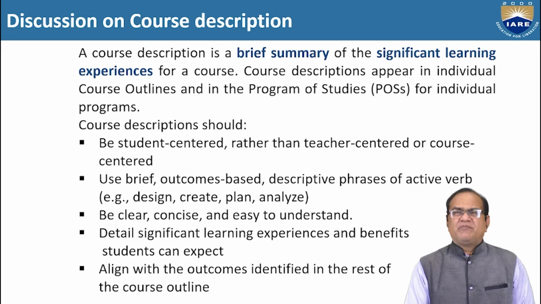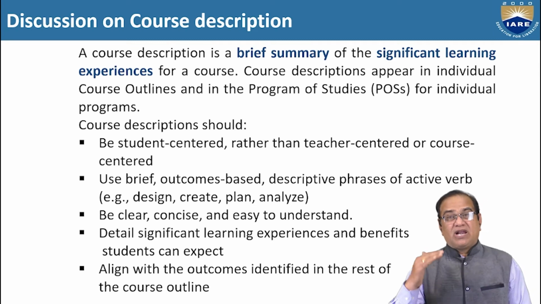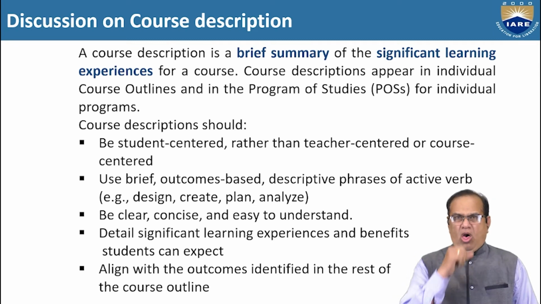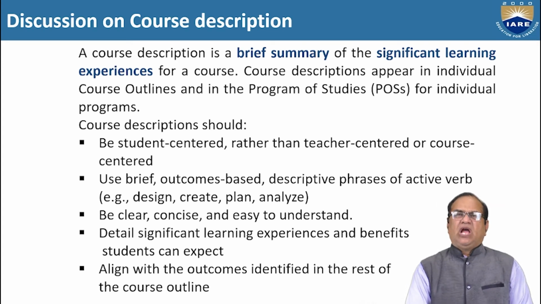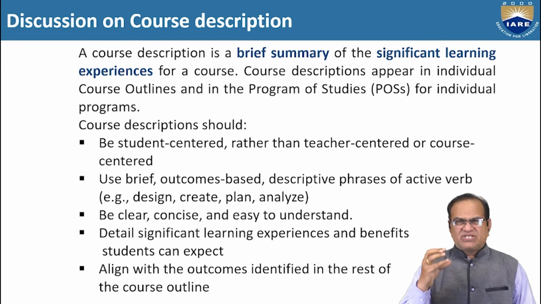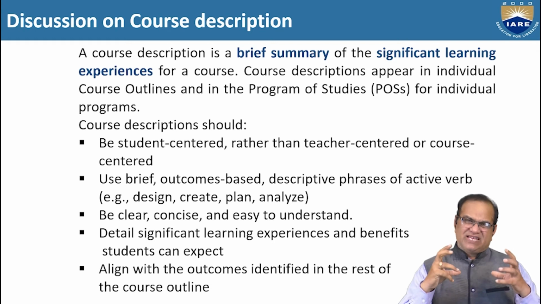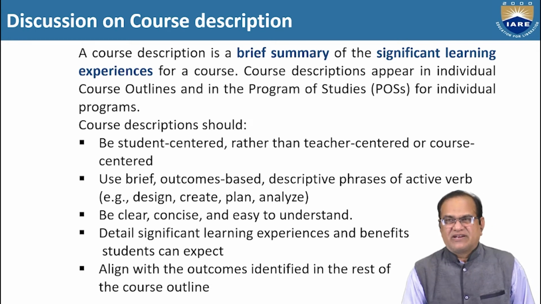Use brief outcome-based descriptive phrases of active work. Just now in Bloom's taxonomy, I have shown how we have to use a particular verb for a particular level of knowledge. Be clear, concise and easy to understand. So try to be very clear, very capsule-like, very small and easy to understand.